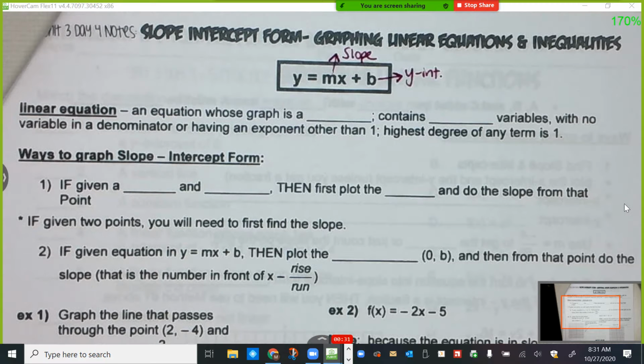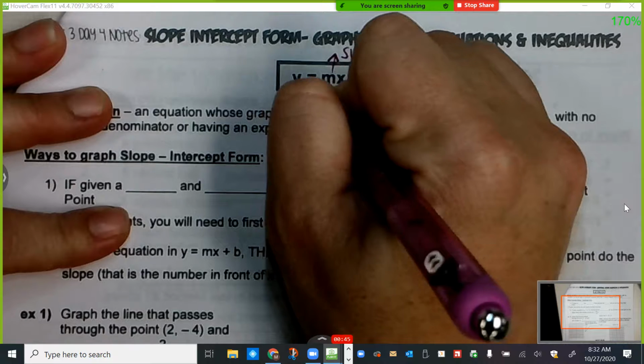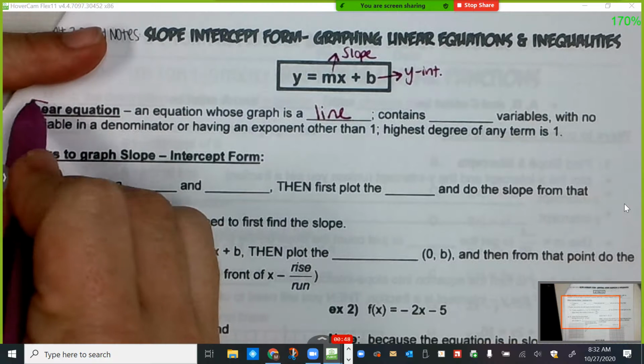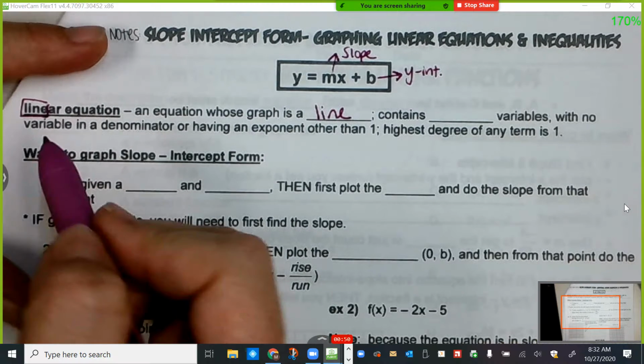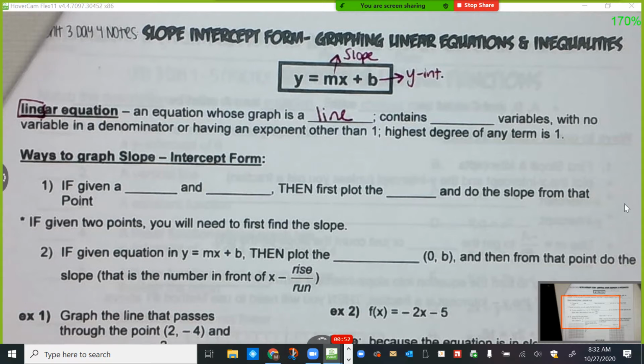it gives you your y-intercept. The cool thing about this form is you can graph it right away. There's no solving or anything you have to do before you're able to graph it. That's why we like this form. That's why this form is easier for us. Okay, so a linear equation is an equation whose graph is a line, a straight line. If you notice, in linear, doesn't it have the word line? Yeah. Okay, and then it contains one or two variables.